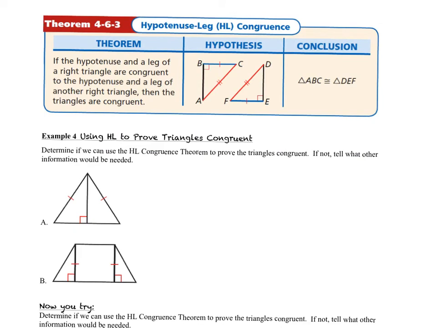Okay, our next triangle congruence theorem shortcut is called HL. This is used for a right triangle. If the hypotenuse and a leg of a right triangle are congruent to the hypotenuse and leg of another right triangle, then the triangles are congruent. And it kind of makes sense why they named it this way, because we've got our angle that's congruent to each other and a side and then another side.